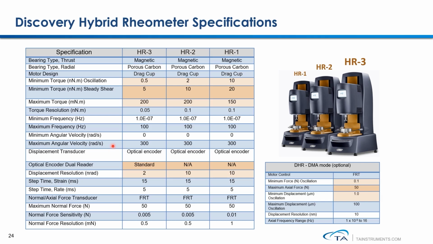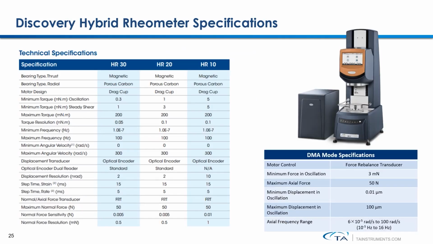In this slide, we're showing you the specifications of the Discovery Hybrid Rheometer 1, 2, 3. In addition to shear measurements, this series of rheometers can also perform dynamic measurements, and here are the specifications for DMA mode measurements. This slide gives you the specification of Discovery Hybrid Rheometer 10, 20, and 30.